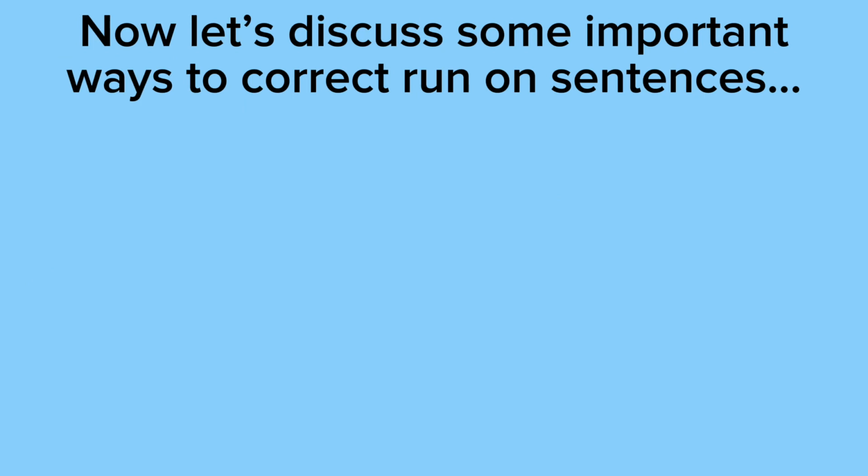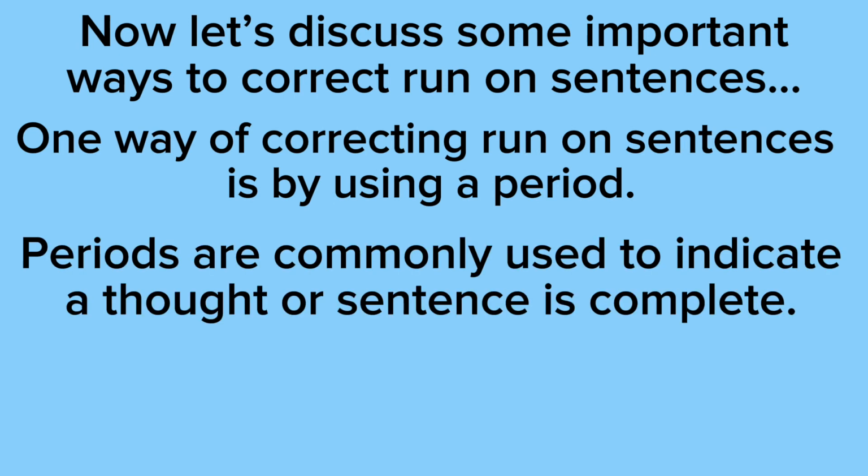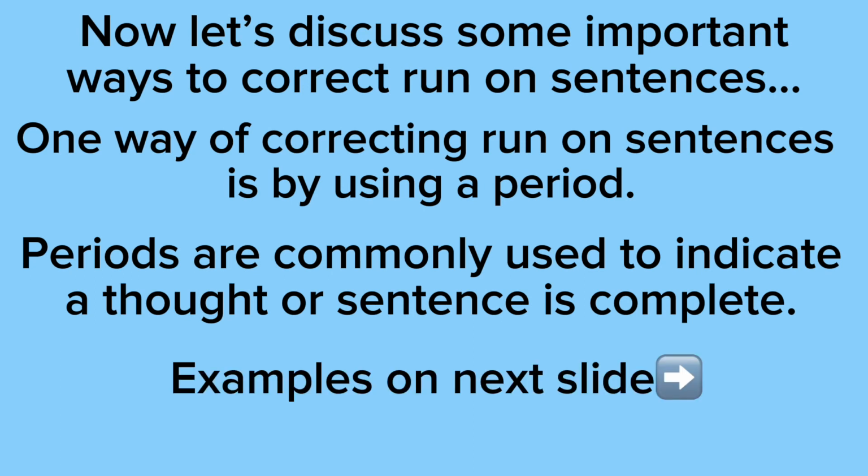Now let's discuss some important ways to correct run-on sentences. One way of correcting run-on sentences is by using a period. Periods are commonly used to indicate a thought or sentence is complete. And I'll be putting examples on the next slide.